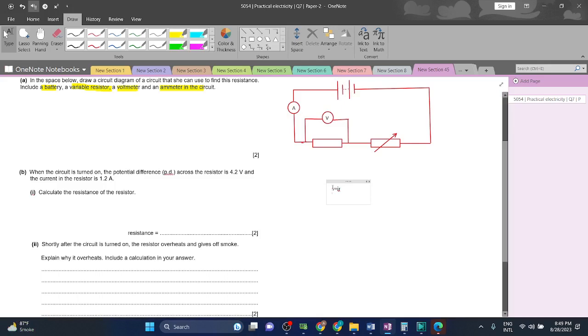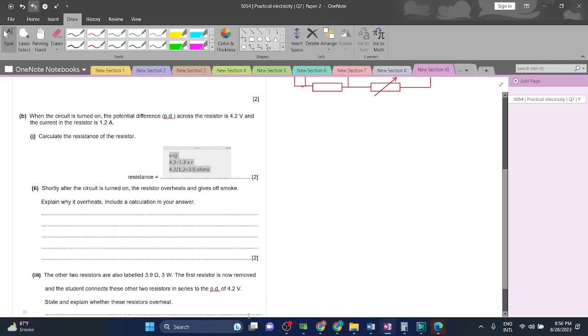V हमारे पास क्या होगा इस केस में 4.2 और I हमारे पास 1.2 है into R which is the resistance. We have to calculate 4.2 divided by 1.2 will give us an answer of 3.5. 3.5 ohms will be the resistance. As simple as that. ठीक है ना. अच्छा आगे देख लेते हैं.